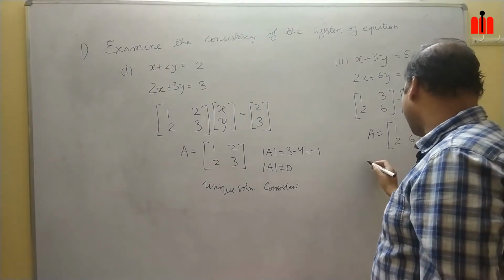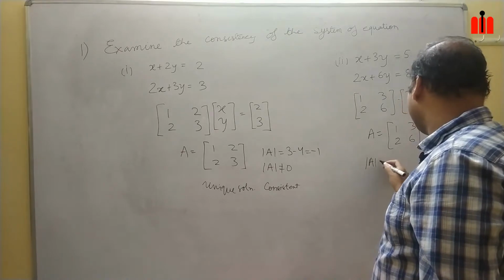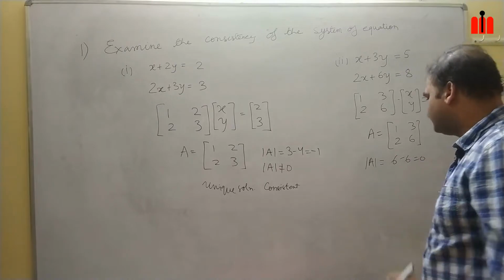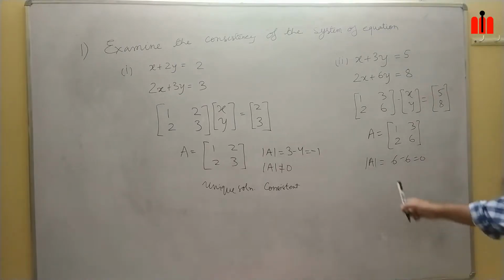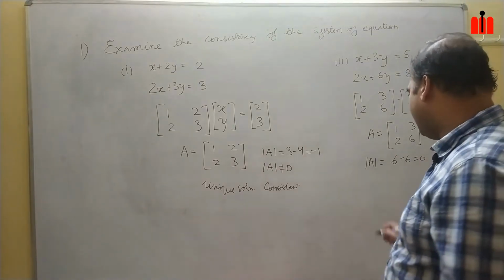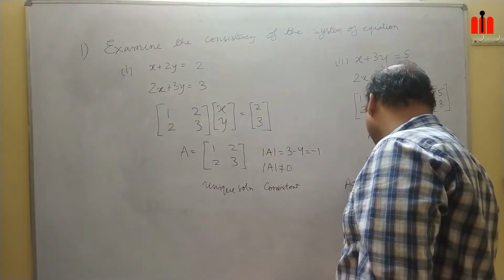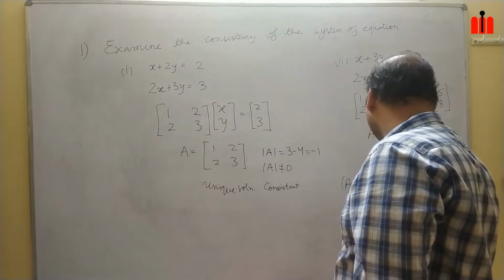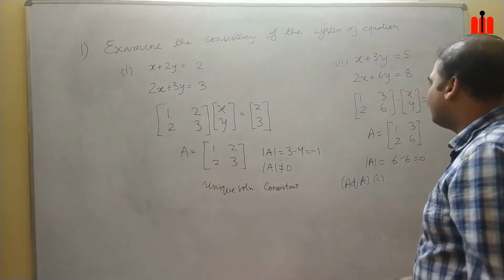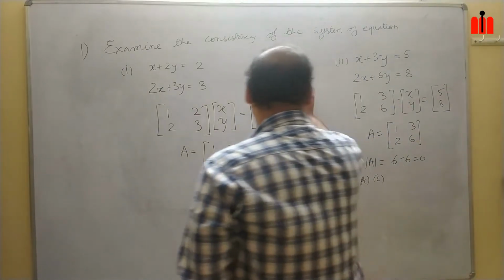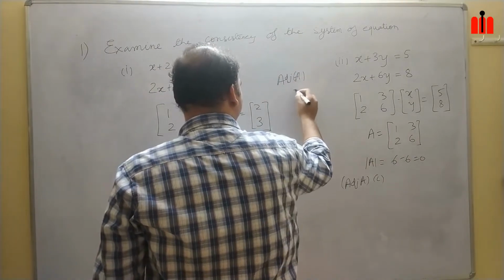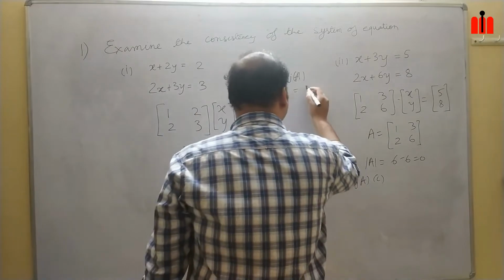Now let's find the determinant of A. Determinant of A is 6 minus 6 equal to 0. Once determinant is 0, we have to find adjoint A into C, where C is the constant matrix. Now what is adjoint A for this? I will write here: adjoint A will be the transpose of the cofactors.